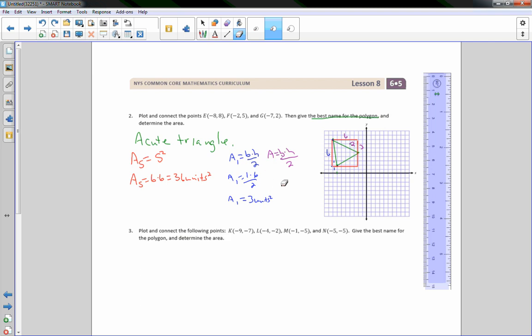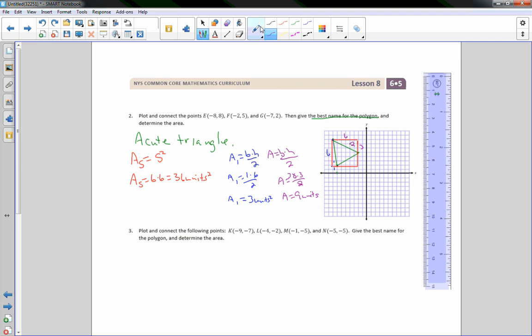So the formula is base times height divided by 2. So that's the area, 6 times 3 divided by 2. I'm going to reduce first here. 6 divided by 2 is 3, and 3 times 3 is 9 units.